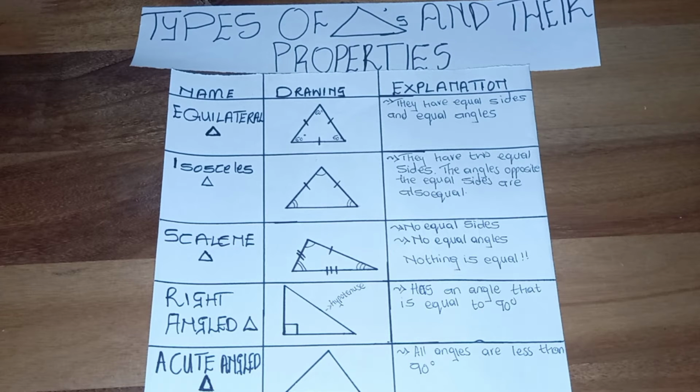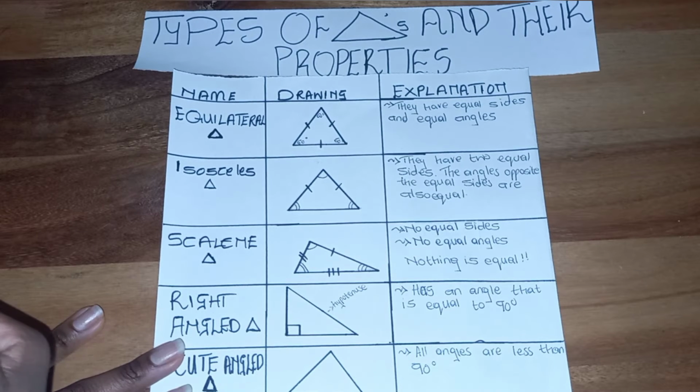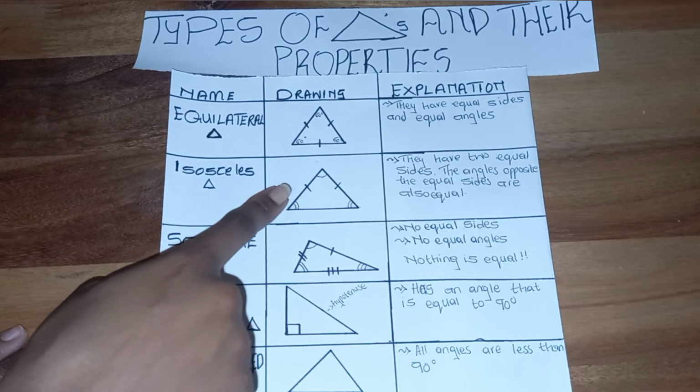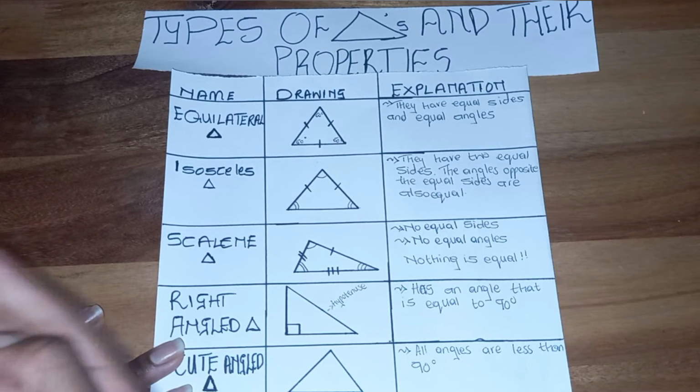Now let's move on to the second type of triangle, which is an isosceles triangle. An isosceles triangle has two equal sides. The angles opposite the equal sides are also equal. In an isosceles triangle, you can see that this side is equal to this side, and the explanation here says that the angles opposite the equal sides are also equal. The two equal sides that we have are these two. So which angles are opposite them?